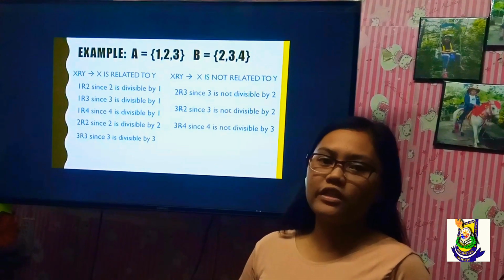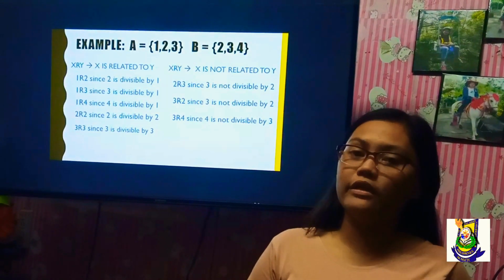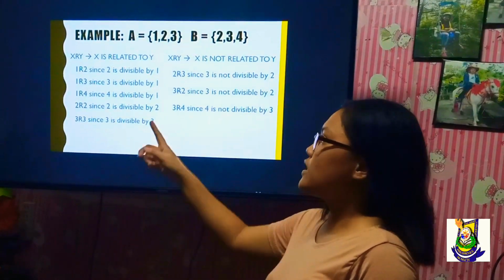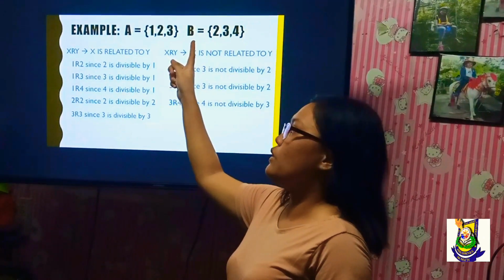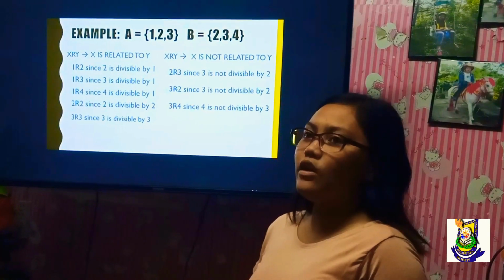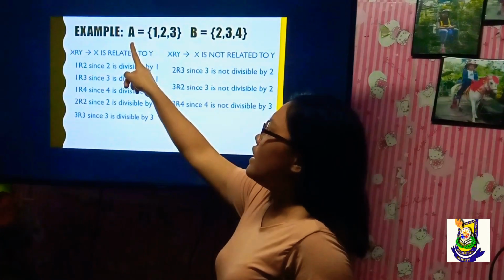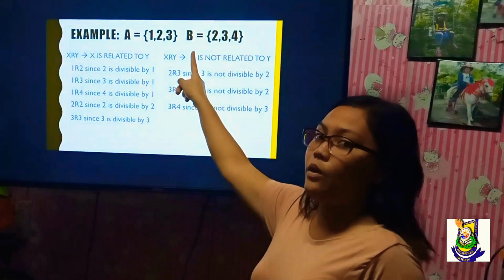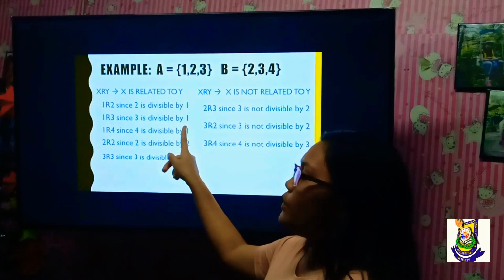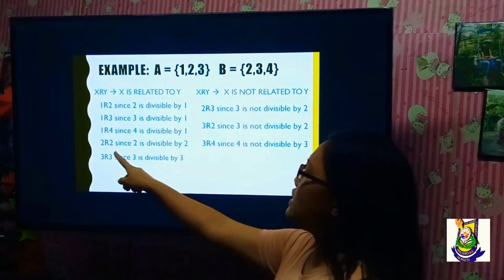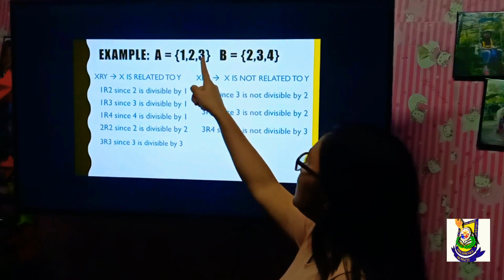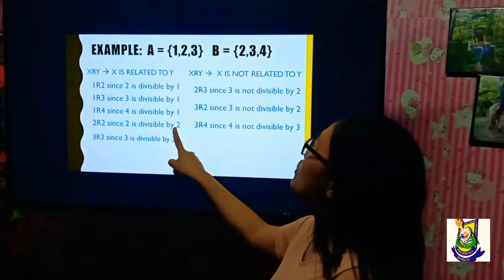To determine if it is related or not, for example, we have set A and set B. Set A is the x value and set B is the y value. It is related if and only if y is divisible by x. 1 is related to 3 since 3 is divisible by 1. 1 is related to 4 since 4 is divisible by 1. And 2 is related to 2 since 2 is divisible by 2.